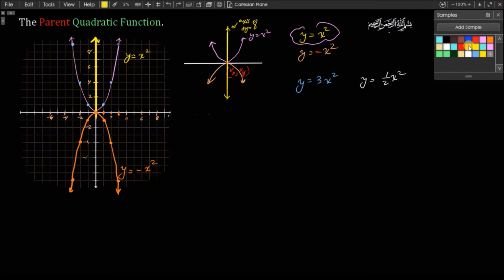Now, how about this one? I'll give you a combo. What if we flip it, like negative and then 3x squared? How's that? Now this, compared to the parent function, see, this one's going to be flipped.